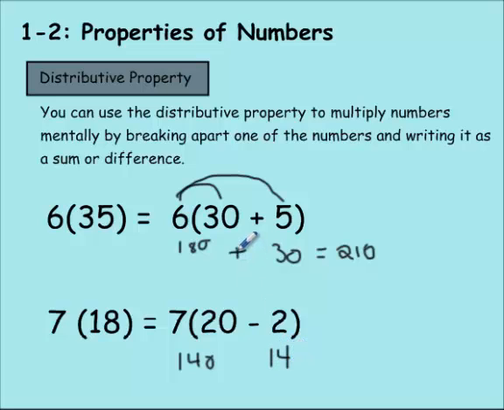But last time I put a plus here because there was a plus sign there. Guess what I'm going to do here? There's a minus sign here, so I've got to subtract. 140 minus 14, that's going to give me 126.